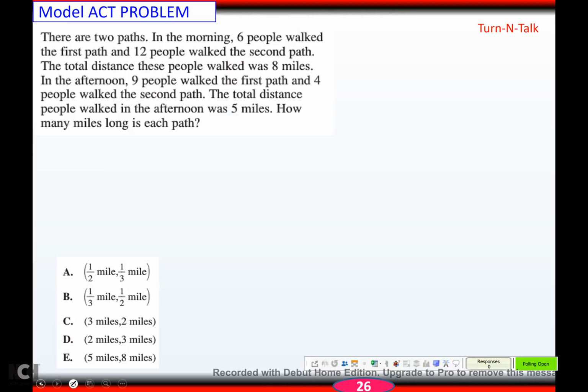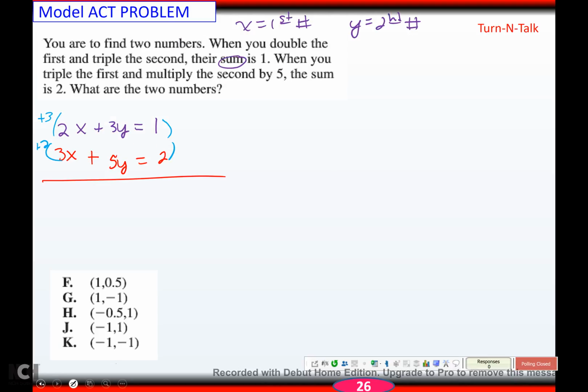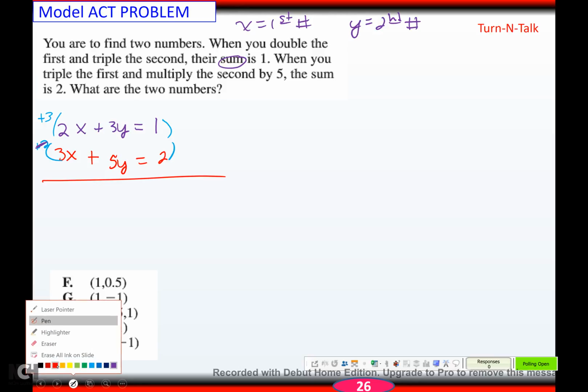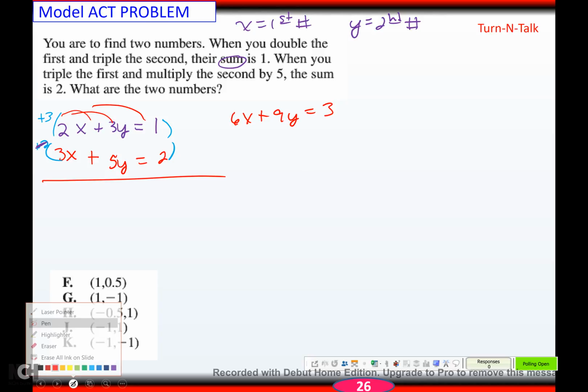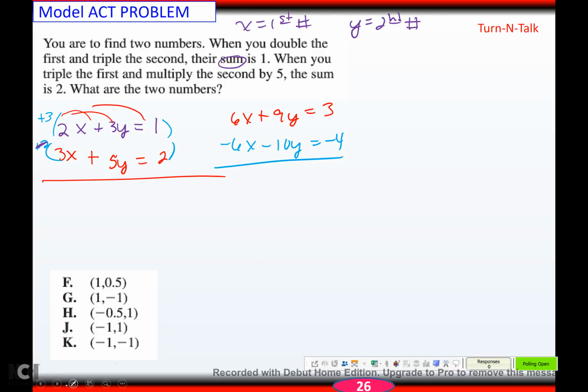Oops. I need to make them different, so make him negative. All right, so if I distribute the 3 on top, I'm going to get 6x plus 9y equals 3. On bottom, if I distribute, I'm going to get negative 6x, negative 10y equals negative 4. Now when I combine like terms, the x's cancel.